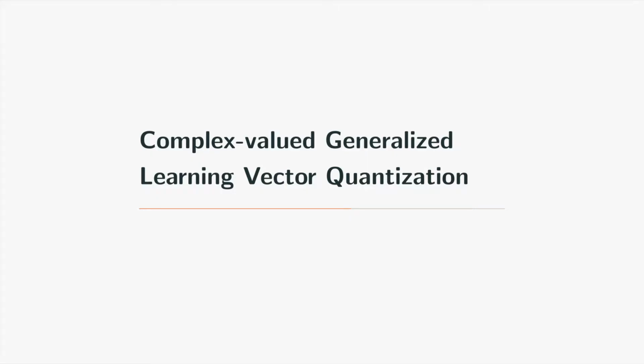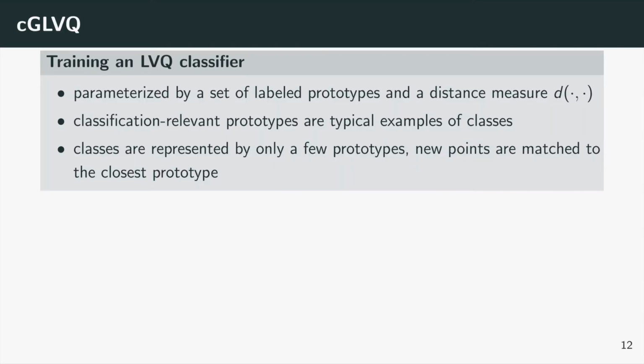For testing our approach, we applied the complex valued generalized learning vector quantizer from former work of one of the authors. However, there are also further models to work with, for example, complex valued neural networks or complex valued support vector machines. I don't want to dive too deep into LVQ methods, so here's just an overview. LVQ classifiers are prototype-based methods. That means they are parameterized by a set of prototypes and a distance measure d.